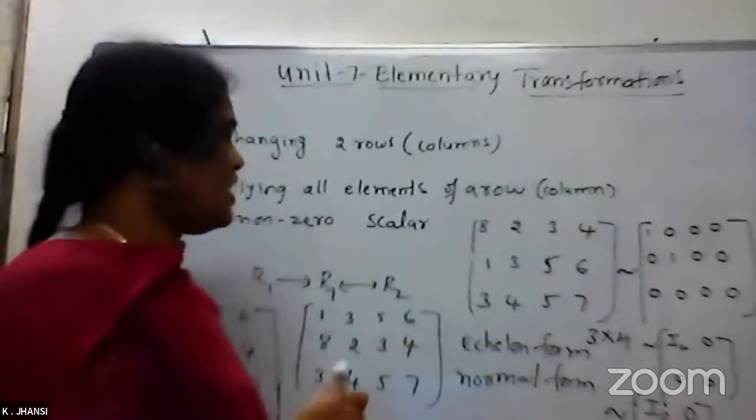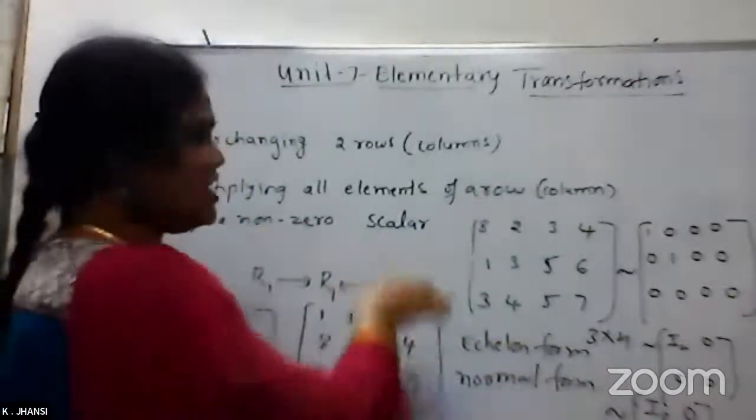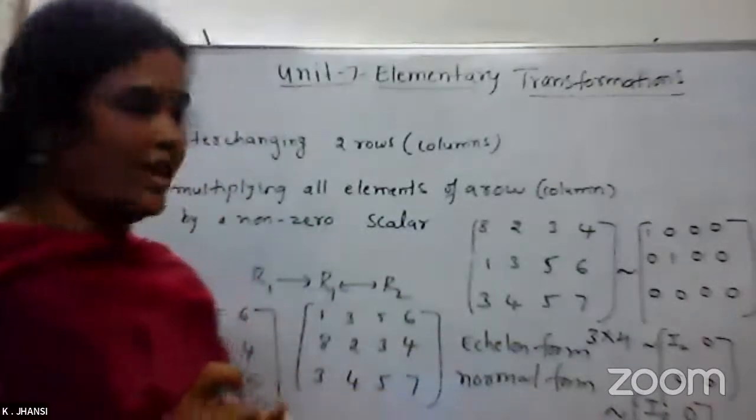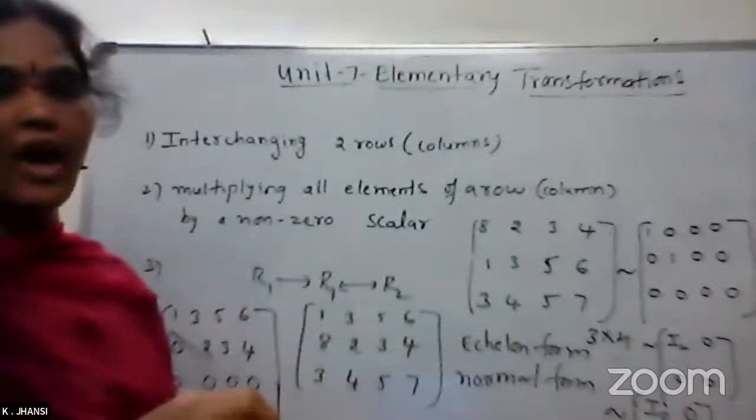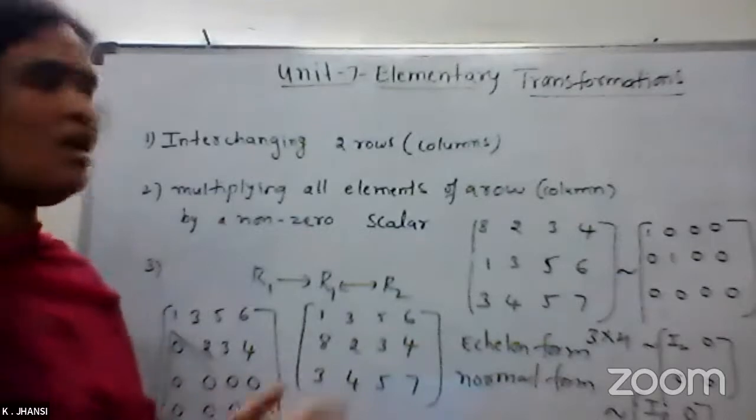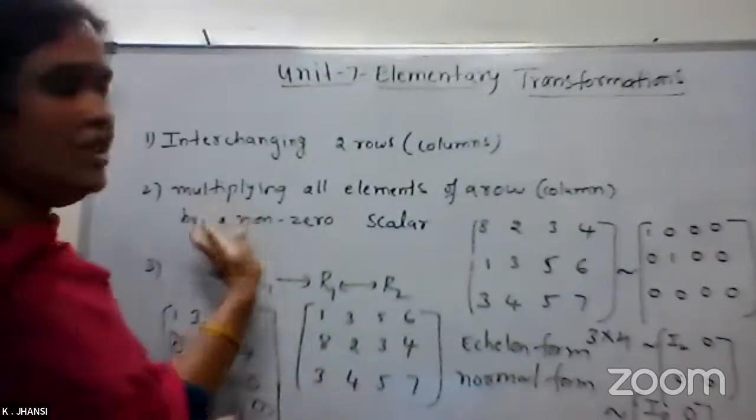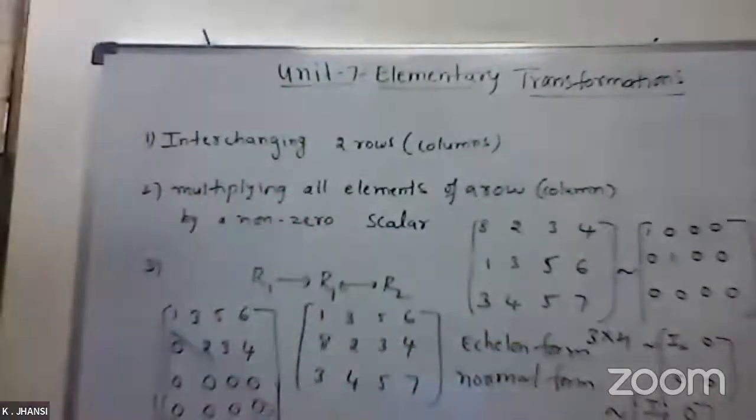Okay. First condition is interchange. Second condition is multiplying with any non-zero scalar. And third one is that we have to do the addition of those two rows or columns. Okay. So in this chapter we have these concepts.